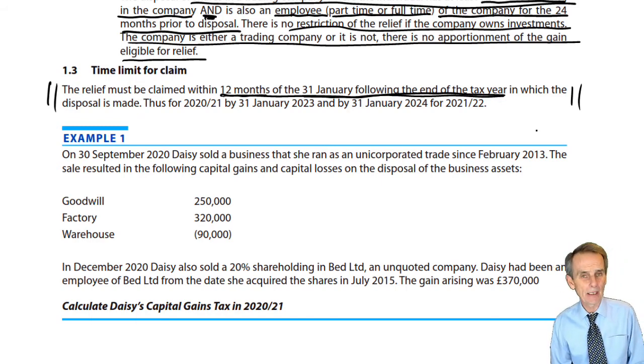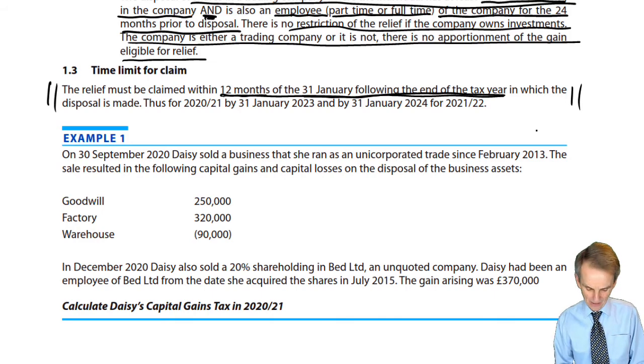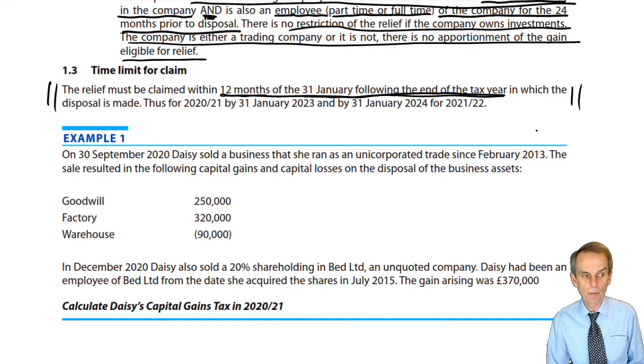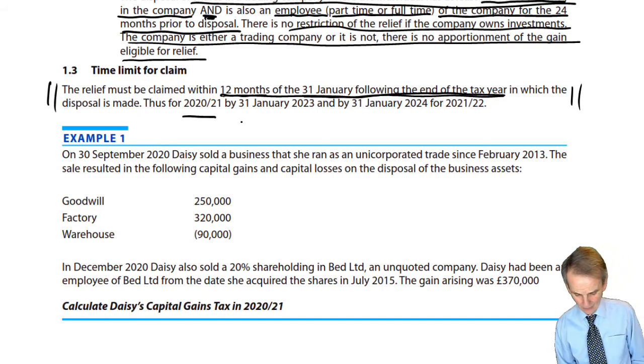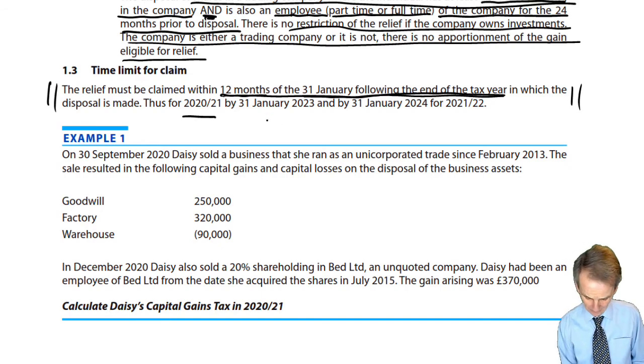You've got another year to make your mind up. It's not usually an issue. You will know well before you have to pay any tax that the relief is available, and you would routinely make it. We wouldn't choose to be taxed at 20% if you can instead choose to be taxed at 10%. Of course you would make the claim. So for 2021, following 31st of January is January 22, 12 months on from that, 31st of January 2023.